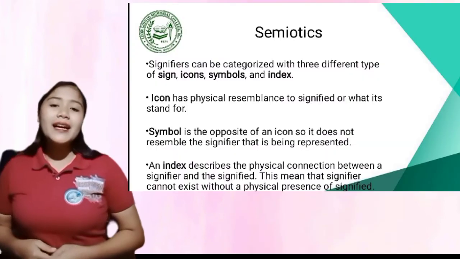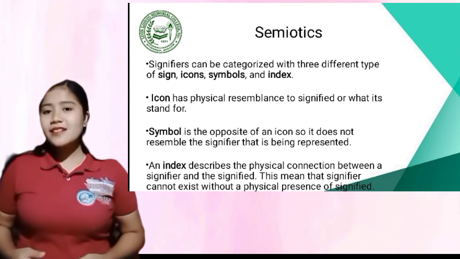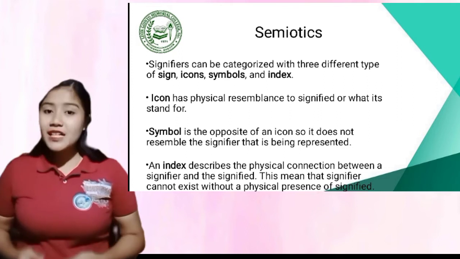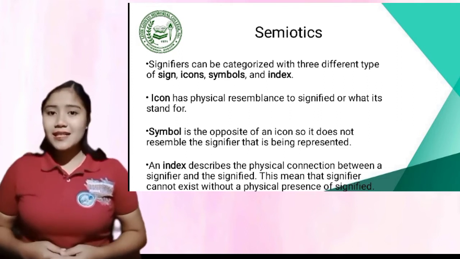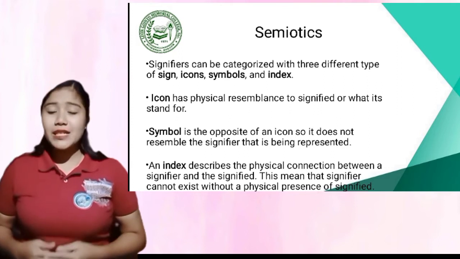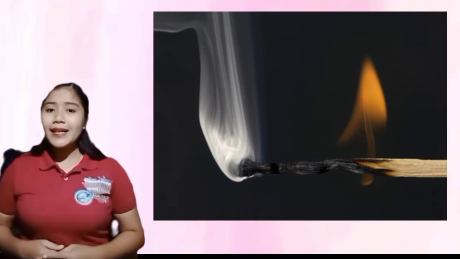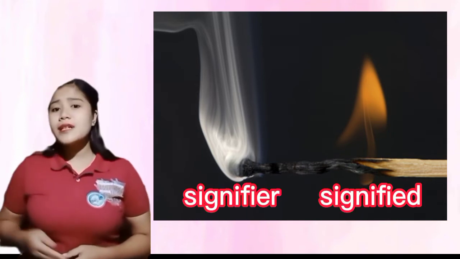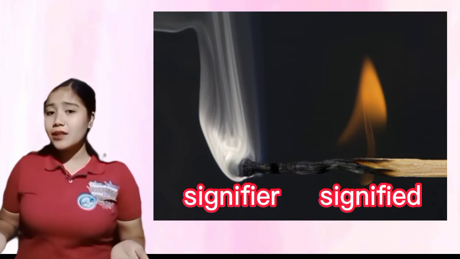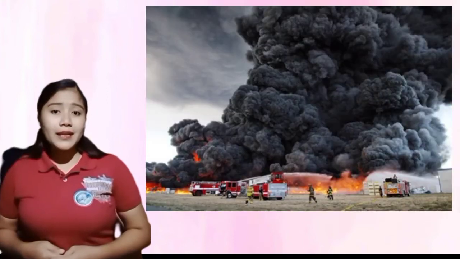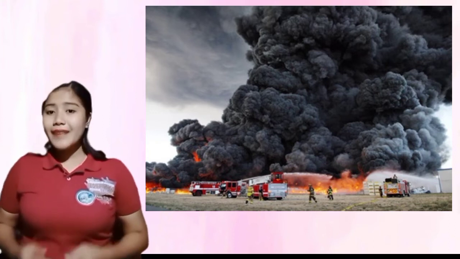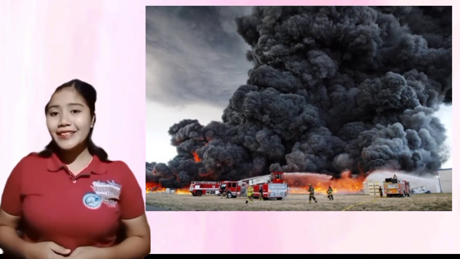Lastly, we have indexes. An index describes the physical connection between a signifier and the signified. This means that the signifier cannot exist without the physical presence of the signified. An example of this concept is smoke. Smoke cannot exist without a fire. In this example, the signifier is the smoke, which leads to the signified being fire. If we see a big cloud of black smoke in the distance, the concept that typically comes to our mind is that it is coming from a fire.